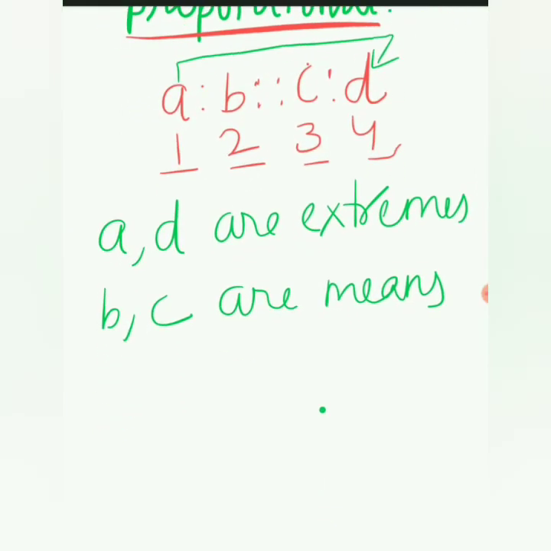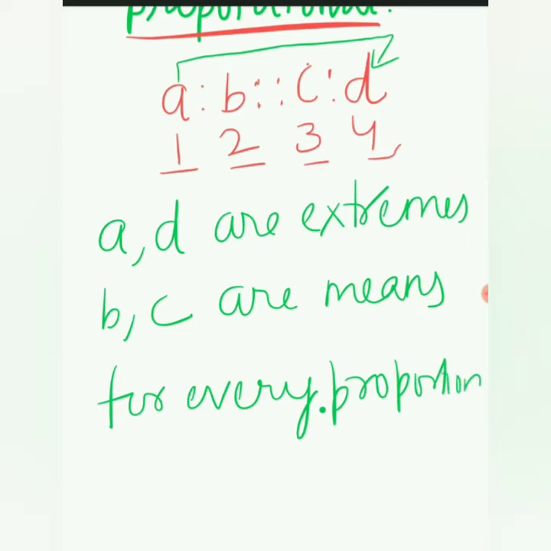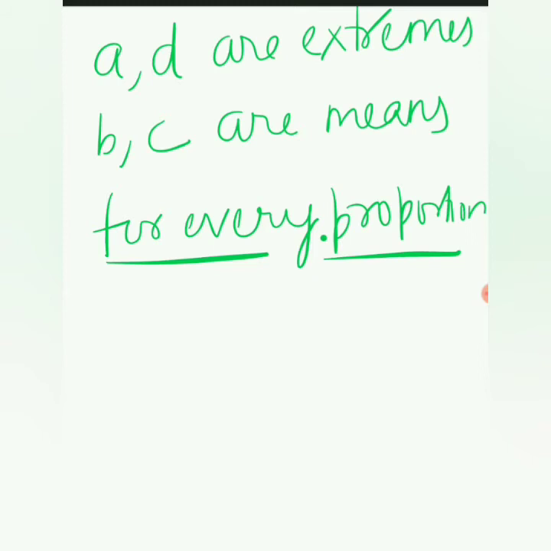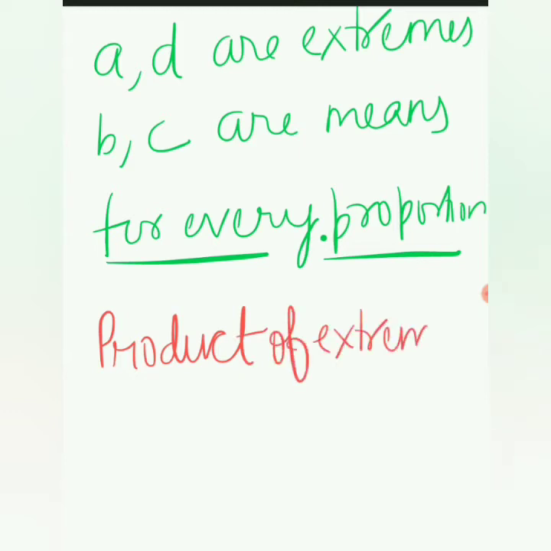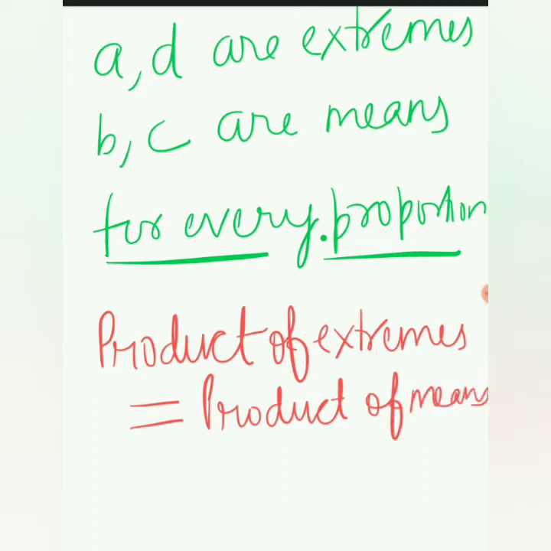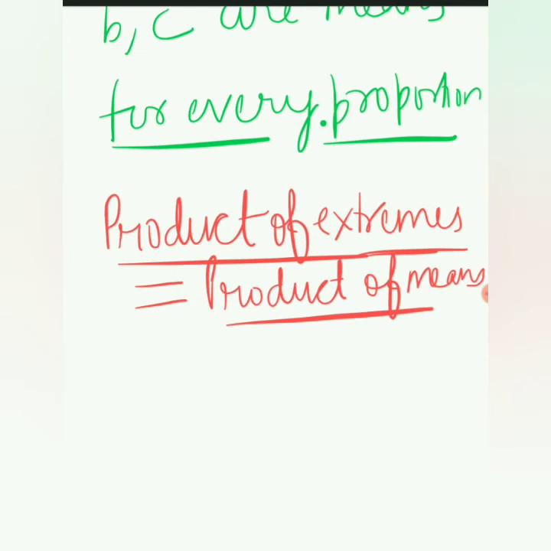This is very important. For every proportion, the product of extremes is equal to the product of means. This is a formula and very important. Whenever you solve a question, you will write that the product of extremes is always equal to the product of means. This is a very important formula. You have to use this in the questions. The fourth term of a proportion is called the fourth proportional.